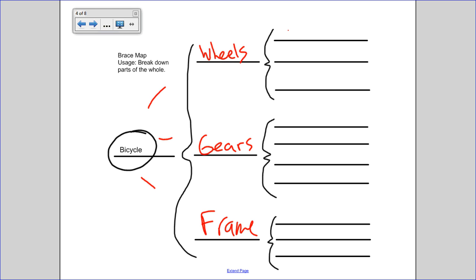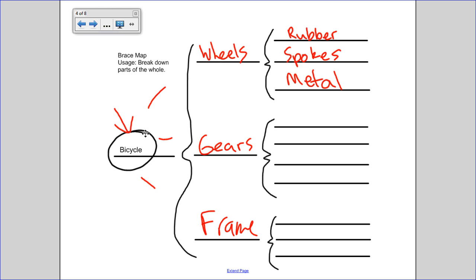So what are the wheels made out of? Well, they're made out of rubber, they're made out of spokes, and they're made out of, well, maybe we'll just say metal. Okay, so we have our parts. We can go through and do the same thing with the gears, and the same thing with the frame. So as we see in our usage here, we start over here with a large topic. We break it down into simpler parts, and we can break it down even further than that until we can't break it down anymore.